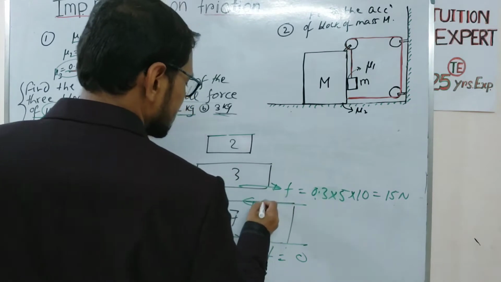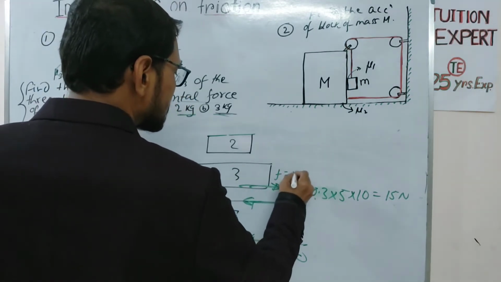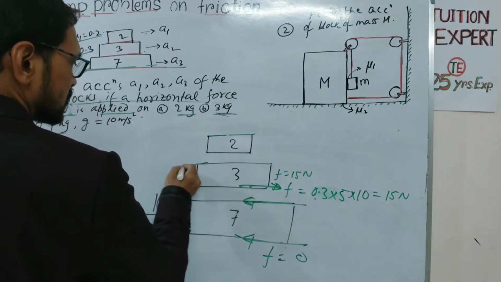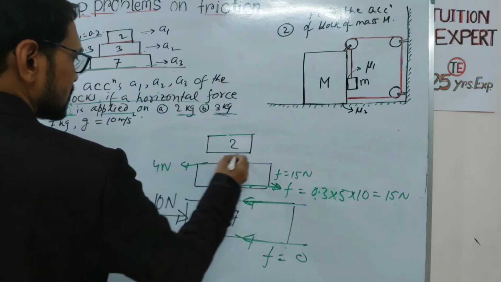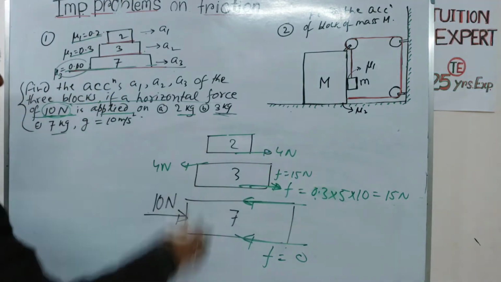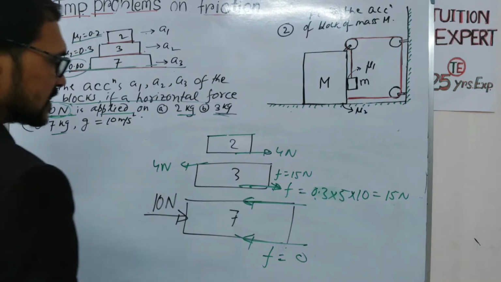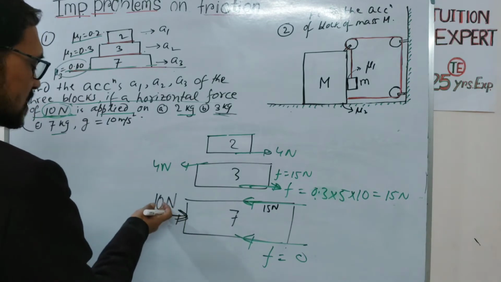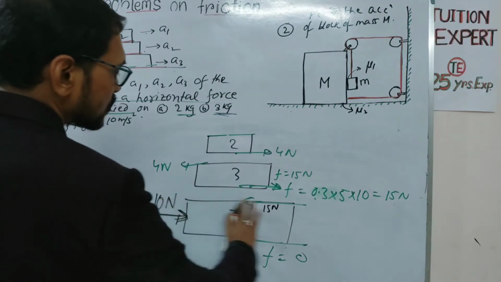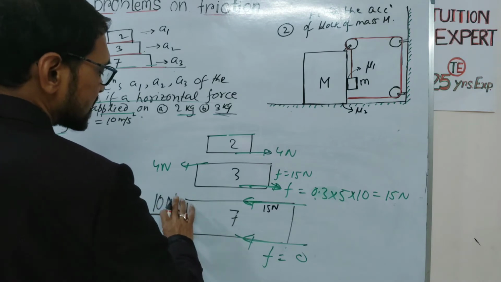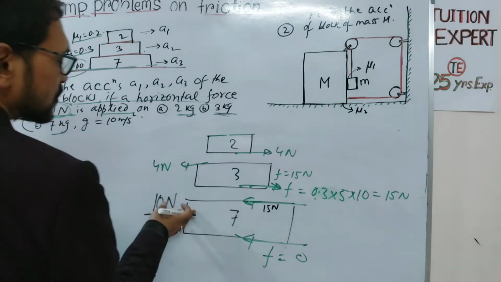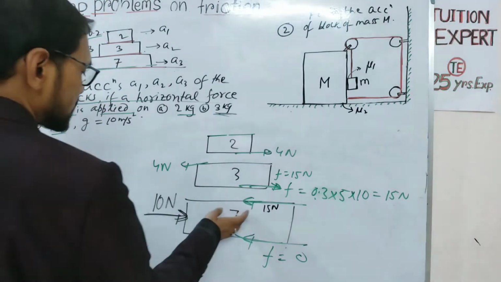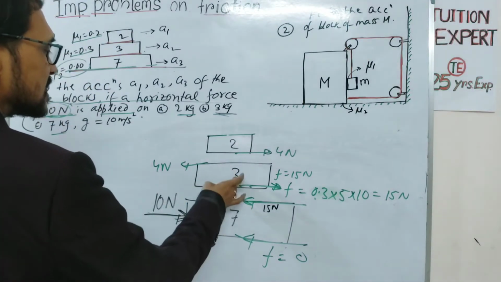Now this 15 Newton is the opposing force, so this will be the driving force, and if this is the driving force, then this will be the opposing force, which is 4 Newton. So forces act in this way, but here we can see that 15 Newton acts here and 10 Newton acts here. So the applied force is less than the opposing force. So the 7 kg cannot move separately because friction opposes it. Now if the 7 kg cannot move over the 3, then 7, 3 and 2 move together.